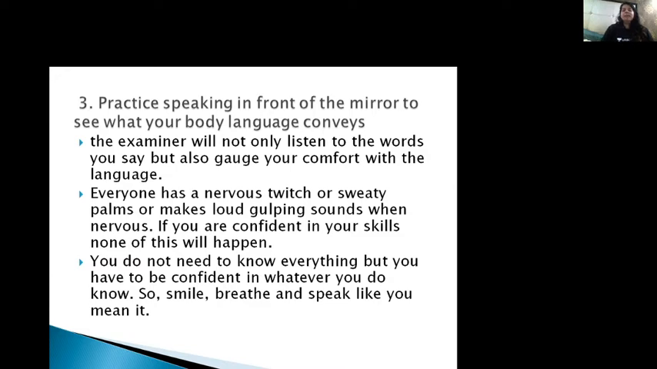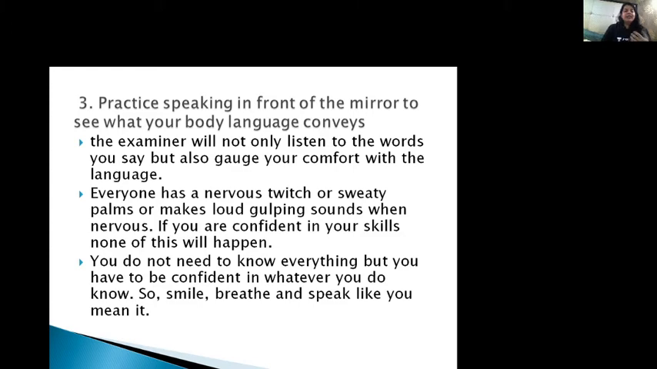The third aspect is practice speaking in front of the mirror to see what your body language conveys. Yes, when you stand in front of the mirror, you understand how you are acting out, how your eyebrows are moving, how your body is moving, whether you have the habit of using your hands, or you just sit straight and don't move at all.